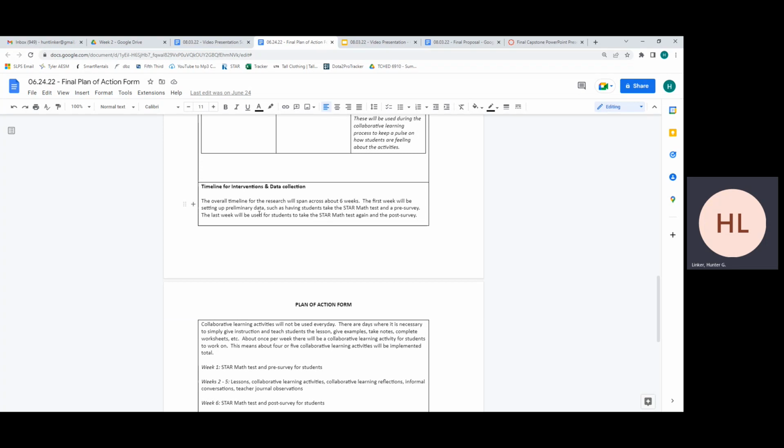So the overall timeline for the action research was about 6 weeks. The first week consisted of the pre-survey and the pre-assessment for the STAR math test. The next 4 weeks or so consisted of the collaborative learning activities. And then during the last week, students took the post-survey and the post-assessment for the STAR math test.